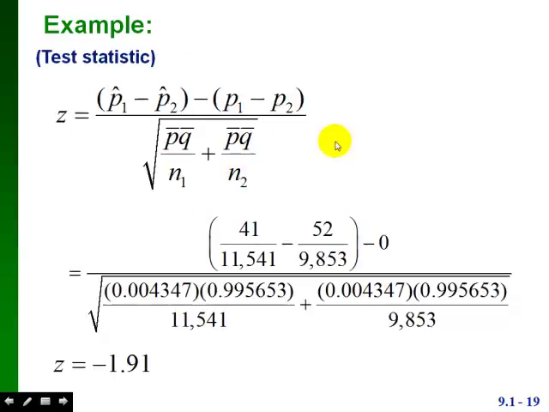Here's our whole test statistic formula. And again, this part right here we don't have to worry about because it's 0. All these other numbers we can put in here. Here's our 0. And if you go through and calculate this, we get a test statistic of negative 1.91.